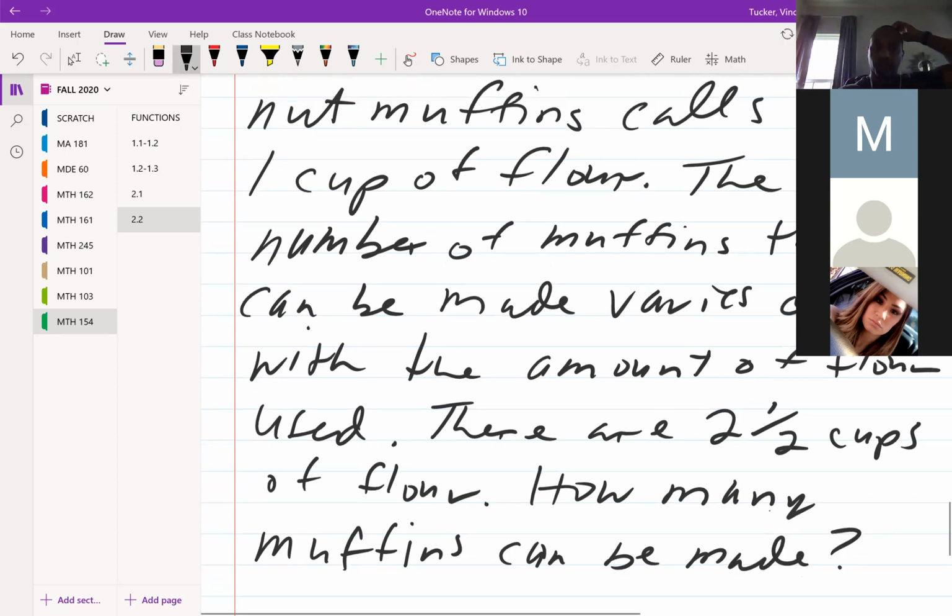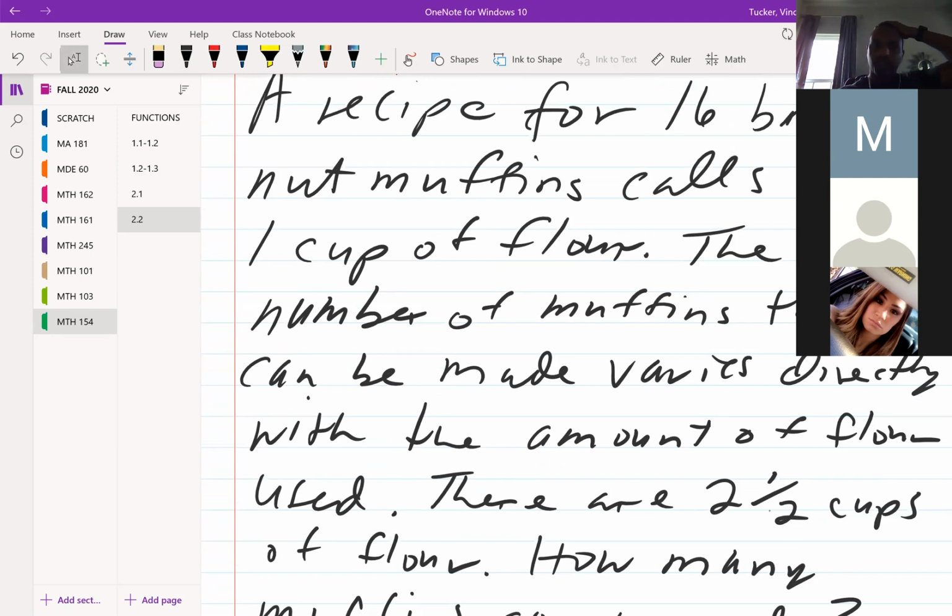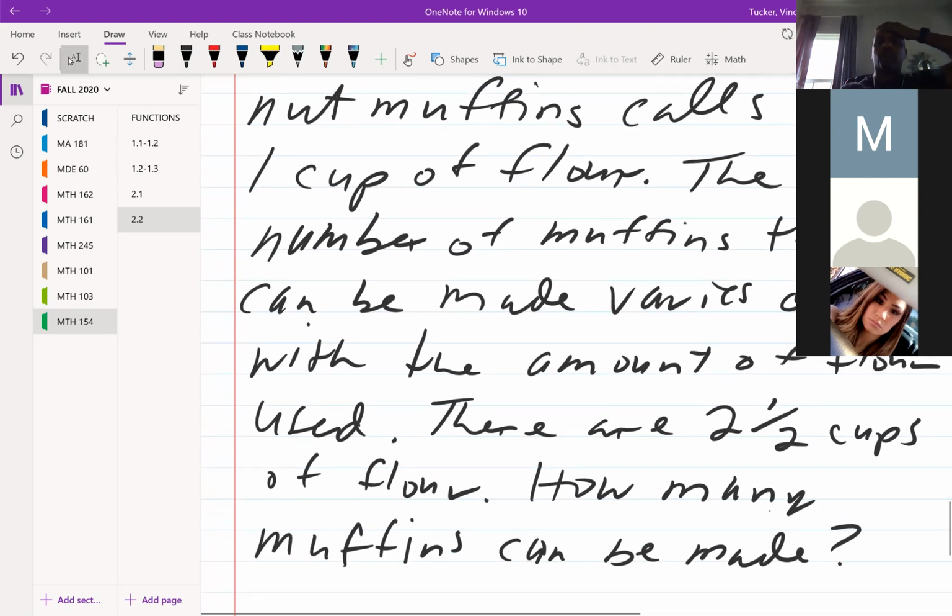All right, so we have a recipe for 16 banana nut muffins. It calls for 1 cup of flour. The number of muffins that can be made varies directly with the amount of flour used. There are 2.5 cups of flour. How many muffins can be made?